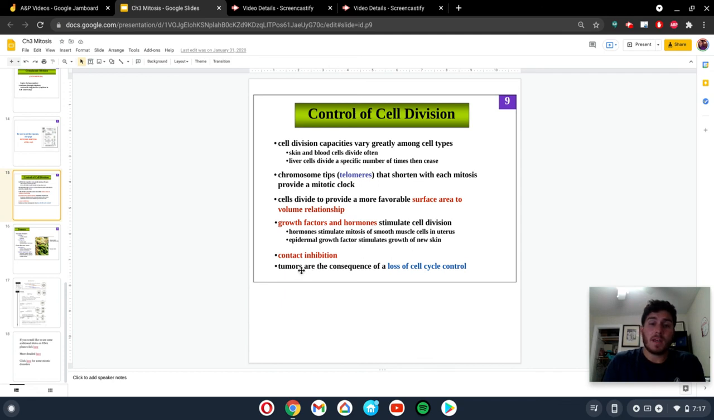And there it is. Tumors are the consequence of the loss of control of the cell cycle. So these are some of the things that help keep cell division in check. And if it goes out of check, out of balance, you can see tumors start to form. And that is going to be the next slideshow.